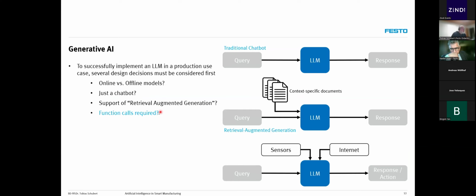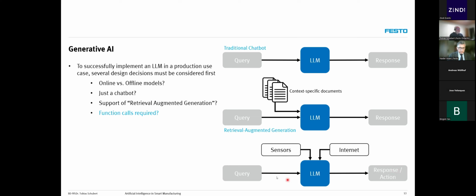And of course, function calls. So typically function calls, it means you have your query, but the large language model maybe can't answer it directly. Maybe it has to check the sensors of your system. Maybe it has to check the internet or something like that. And only after that, it can give you a response, for example.